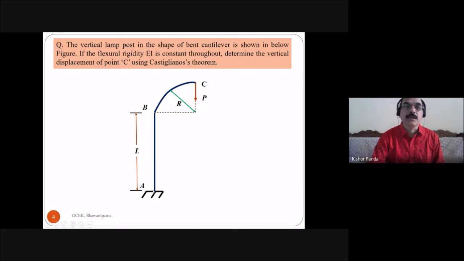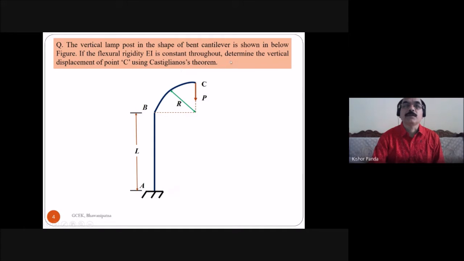So this is the vertical lamp post, and this is the shape of the bent cantilever. This portion is your bent cantilever, or this is the chord beam. This is the chord cantilever beam, and this is the vertical post. And here there is one vertical lamp. So you have to find out the deflection of this lamp using Castigliano's method. You have to find out the vertical deflection of the lamp.